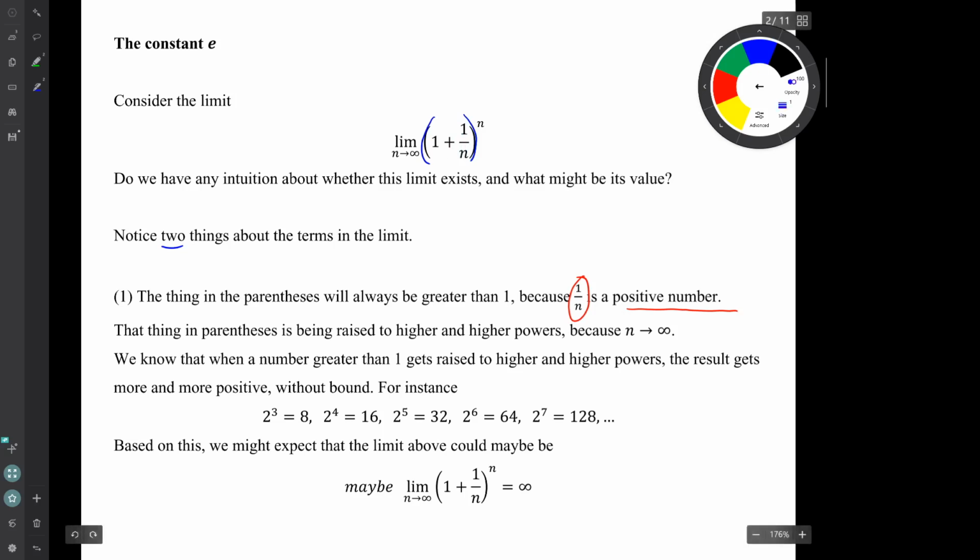Now, recall that when a number greater than 1 gets raised to higher and higher powers, the result gets more and more positive without bound. So for instance, if you take the number 2 and raise it to the third power, you get 8. To the fourth power, you get 16. To the seventh power, you get 128, and so on. So based on that observation, it could be that this limit will turn out to be infinity, because this thing could get more and more positive without bound when n gets more and more positive without bound.